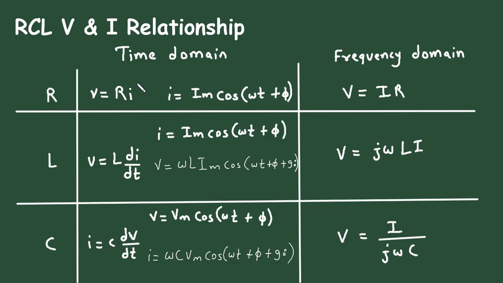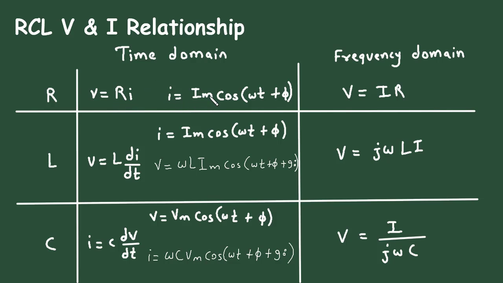In this video, we will see the RLC, that is resistor, capacitor and inductor, voltage and current relationship in time domain and in frequency domain, which is also called the phasor domain. So for a resistor, voltage is equal to resistance into current. This is in time domain, and we know that for a resistor the voltage and current are in phase.